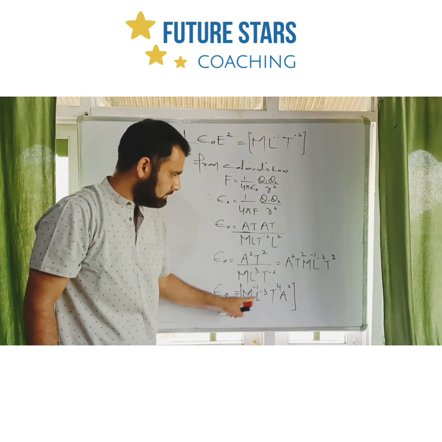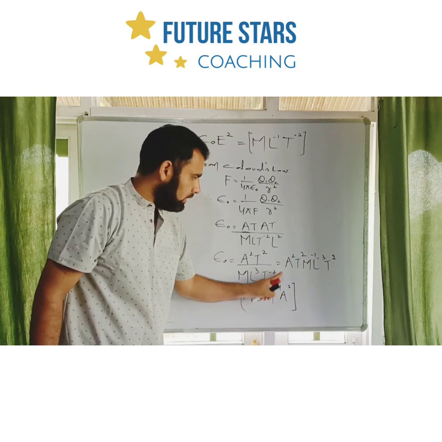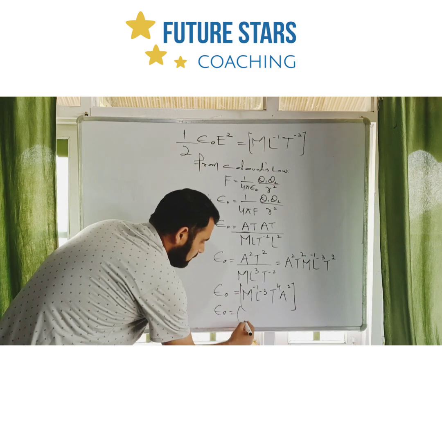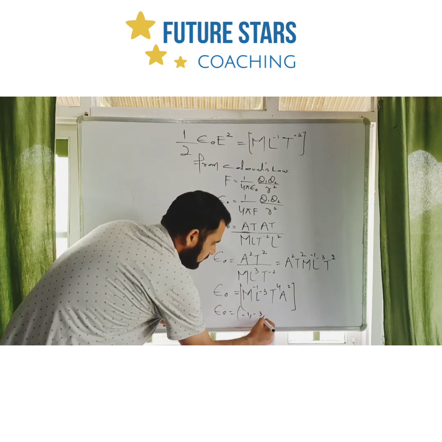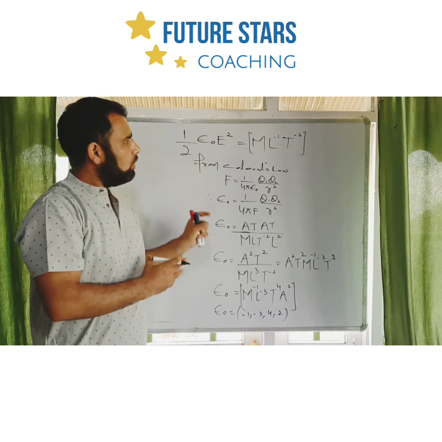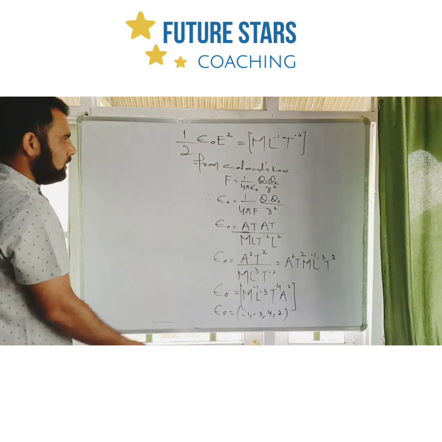Again, M raised power minus 1, L raised power minus 3, T raised power 4 and A square. And obviously the dimensions are minus 1, minus 3, 4, 2. So these are the dimensions of the permittivity of vacuum.